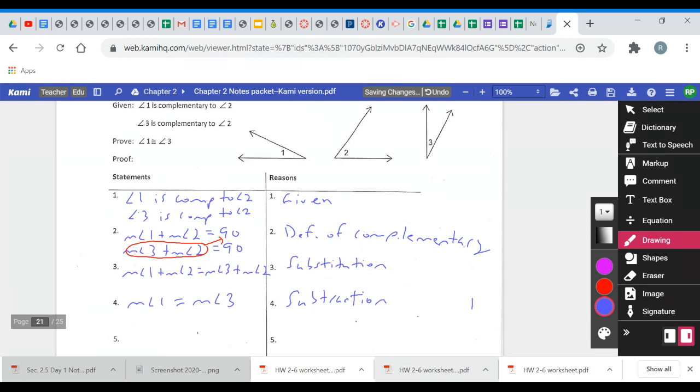Okay, and then again, look at what you're trying to prove. We're close. We just have an equal sign instead of congruent sign, so we need to switch it to angle 1 is congruent to angle 3, and that reason is definition of congruent angles. Okay, so we just have two proofs left. You can do it. You can do it.